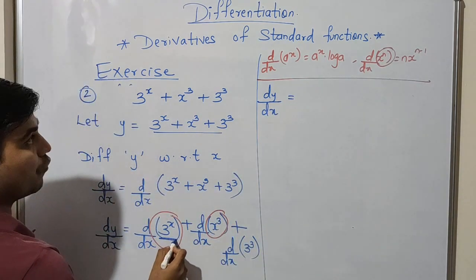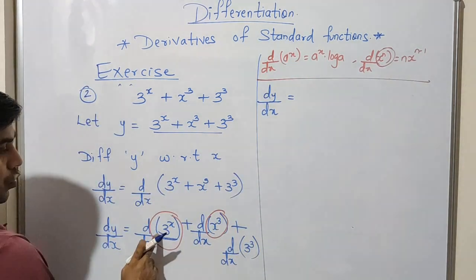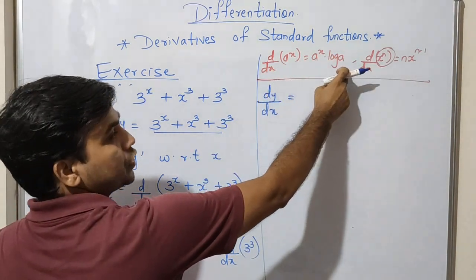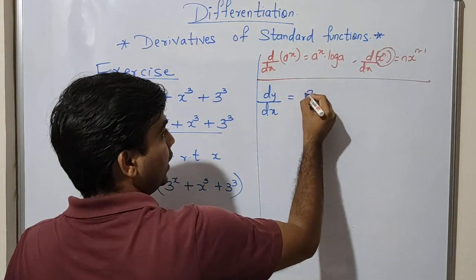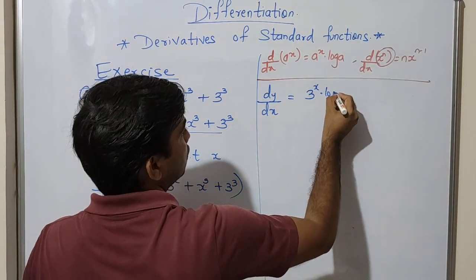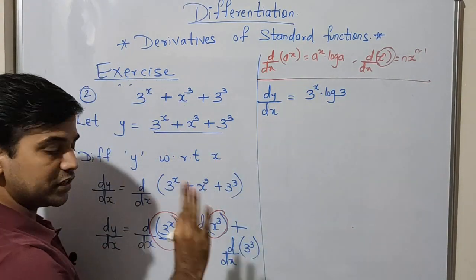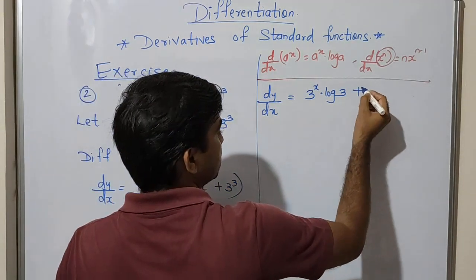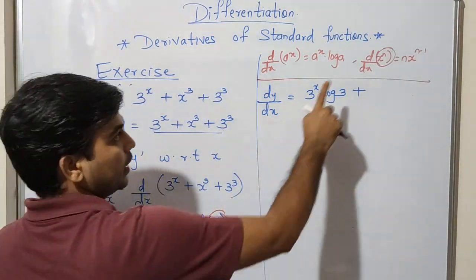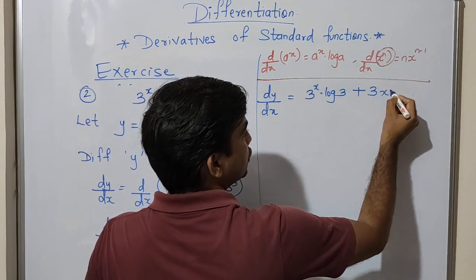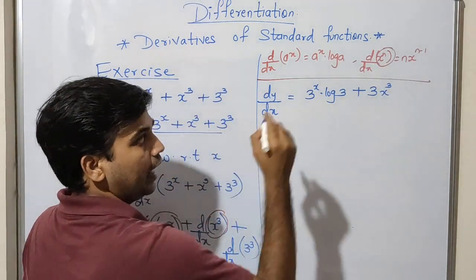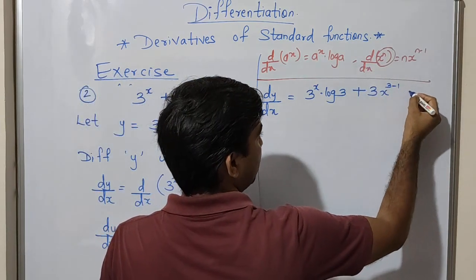So, what is dy by dx? 3 raised to x, instead of a, we have 3 over here. What is the derivative of a raised to x? A raised to x log a. So, what will be the derivative of 3 raised to x? 3 raised to x log 3. First part is done, plus x raised to 3, x raised to n. What is that? n into x raised to n minus 1, that is 3 x raised to 3 minus 1, plus.